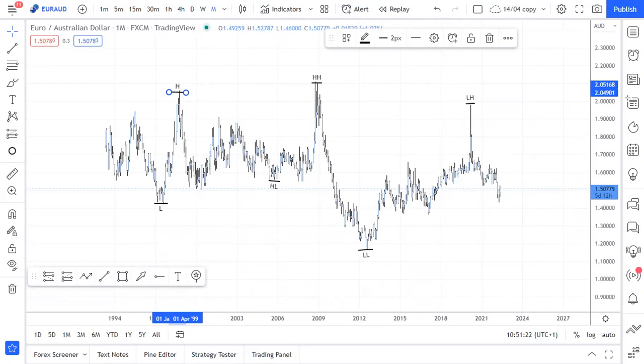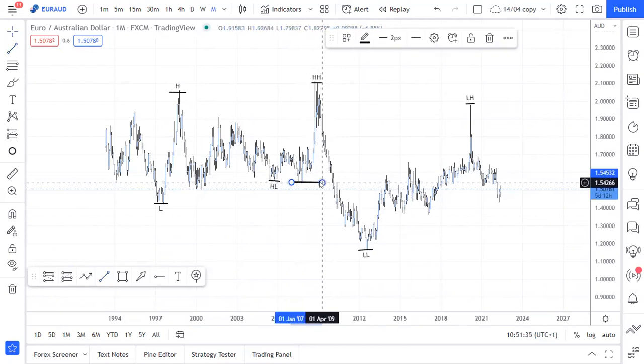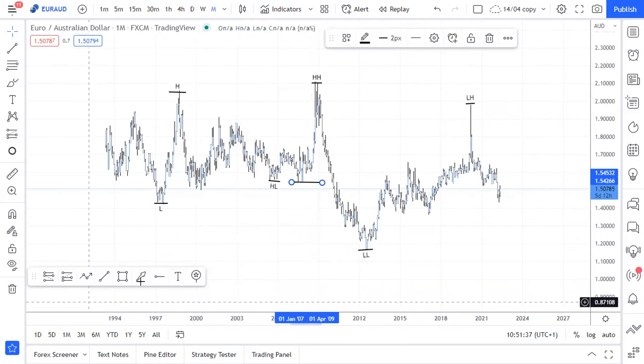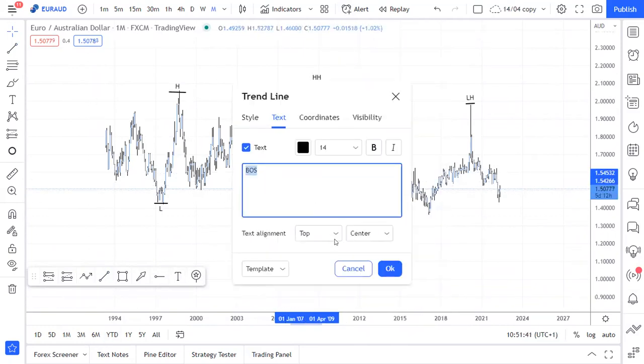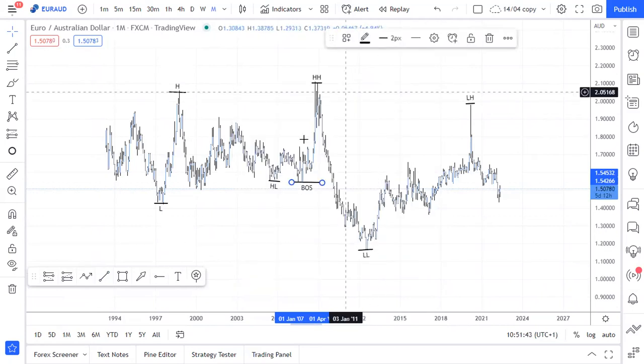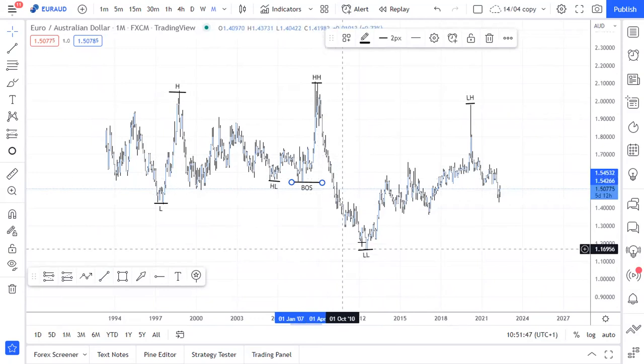So next, we want to start marking out our structure breaks. This is what we label BOS. This is break of structure. And as you can see, this was our last higher low here, and so we broke structure to the downside because we broke past this and we made a lower low. So this is our structural break. This is what we want to mark out.